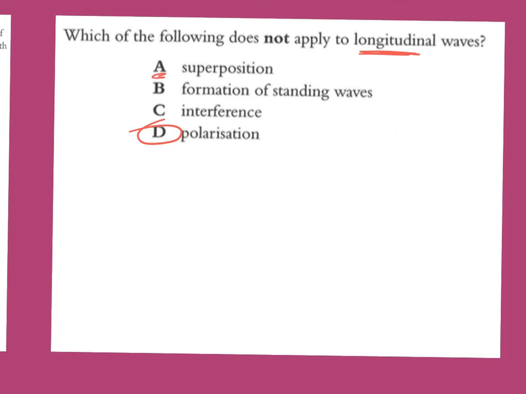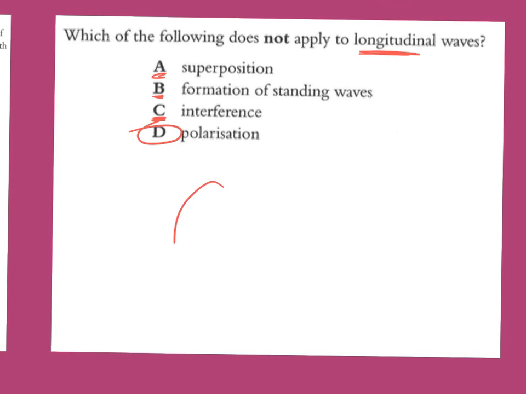Now, superposition and interference are basically the same thing. And so if superposition is allowed, so is interference. Now, letter B is the formation of standing waves. We know standing waves occur inside a pipe, right? Or on a string. String is not important because the string is transverse, but inside a pipe, when we're making sound, right? Sound is longitudinal, and because we can form a standing wave inside of a pipe, like with an organ or a pitch pipe or something like that, then we know it must work for longitudinal waves. Therefore, the only answer is polarization.